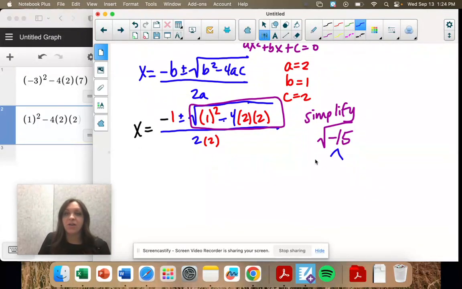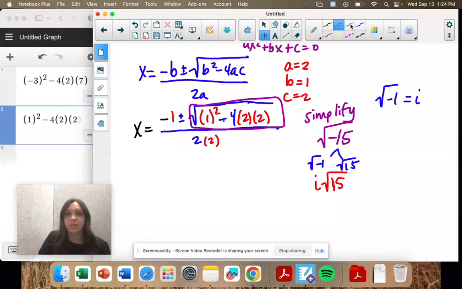I want to take out that negative 1 because the square root of negative 1 is I. So what that does is it puts an I in the front, and then we have positive 15 under the square root. And from here, I want you to see if you can keep simplifying. Can you take out any perfect squares? So 15 is no, it's just 3 times 5. No perfect squares. So that's it.